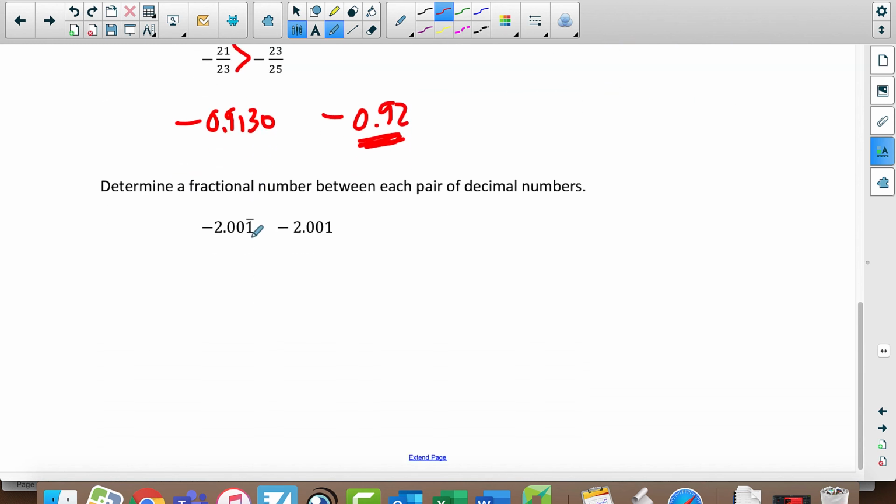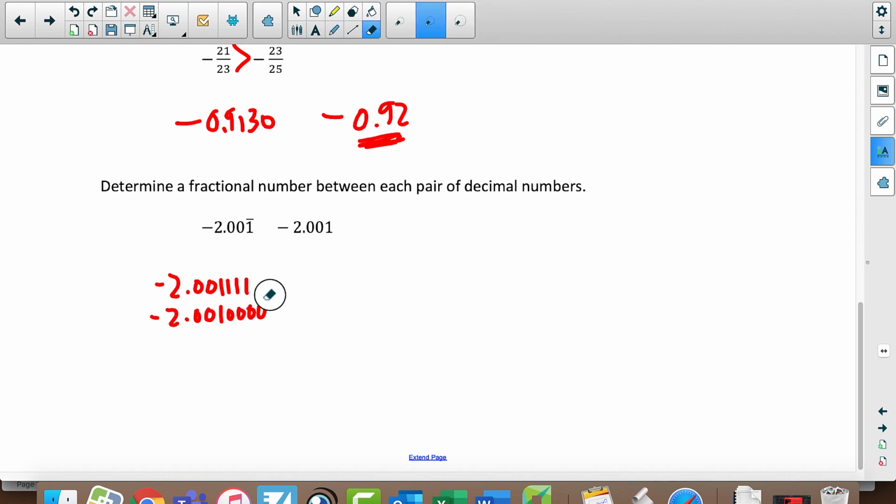And finally, find a fractional number between each pair of decimal numbers. I think what I'd do first is figure out a decimal that's between them and then turn it into a fraction. So this is negative 2.00 and then the 1 repeats. 1, 1, 1, 1, 1. And then this one, I'll write it right underneath, it's negative 2.001 and then it stops. But what could you add on to that? You could add a bunch of zeros, as many zeros as you want.